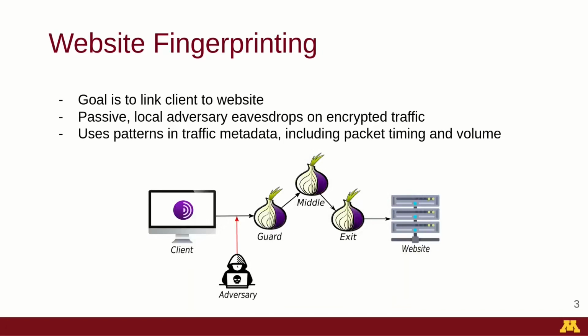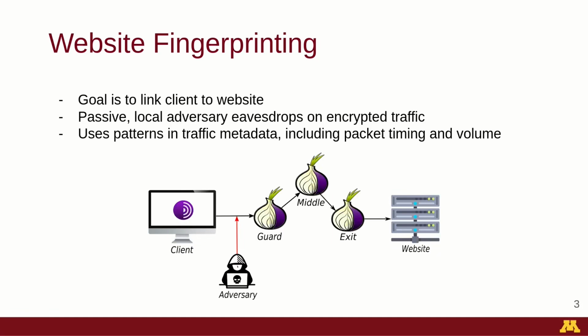In the last decade, Tor's user base has increased to millions of daily users. Over the same period, a series of papers have shown that Tor is vulnerable to a type of traffic analysis called website fingerprinting. This attack is characterized by a passive local adversary who eavesdrops on encrypted traffic to determine which web pages a client is visiting. This adversary can be anyone with access to traffic between the client and guard, including the guard itself.